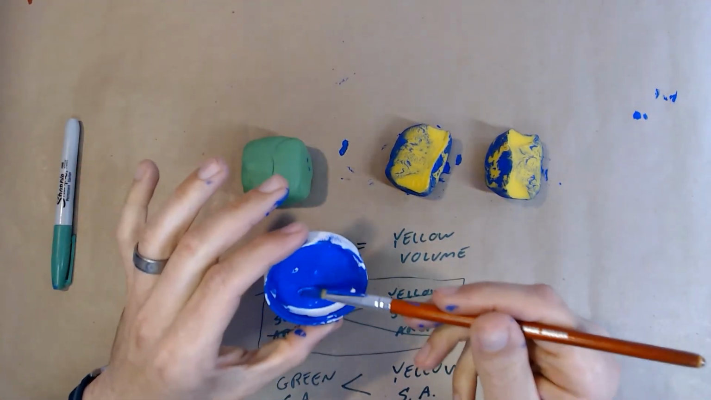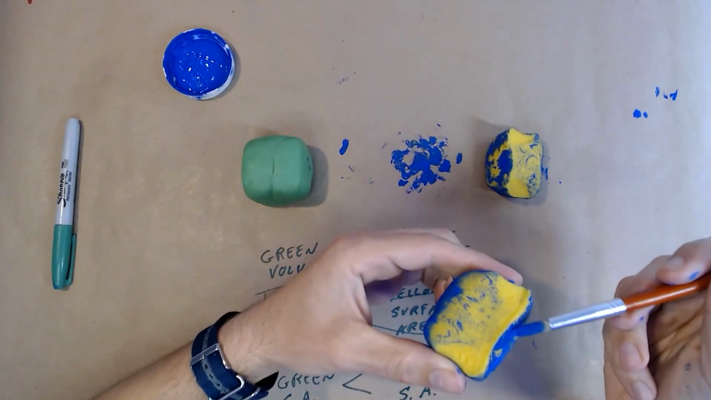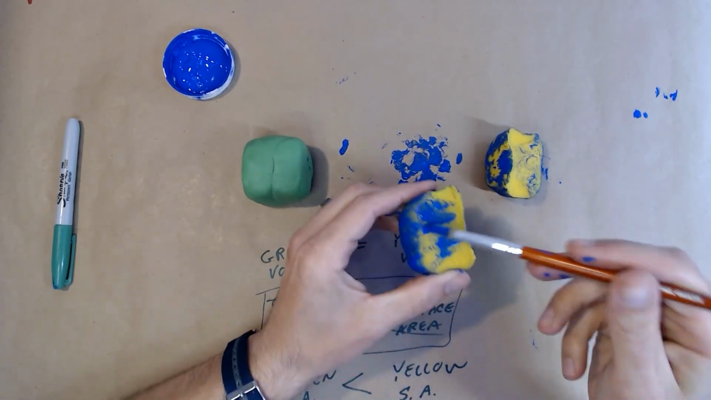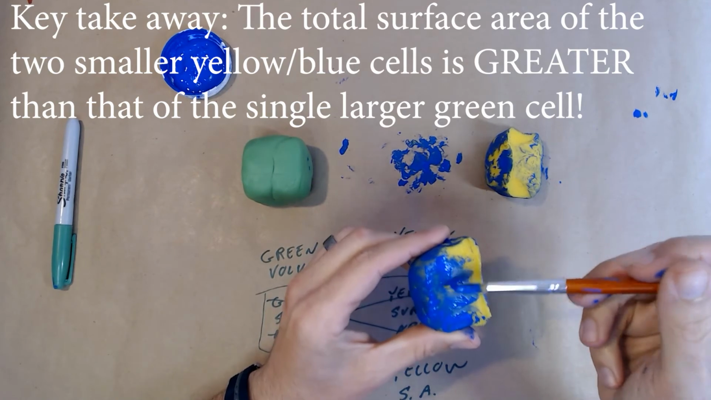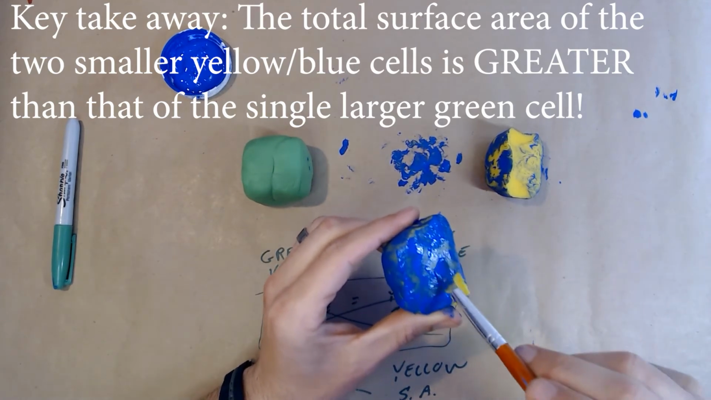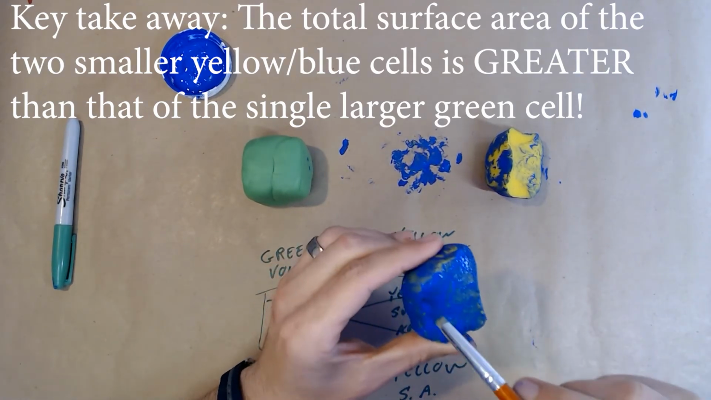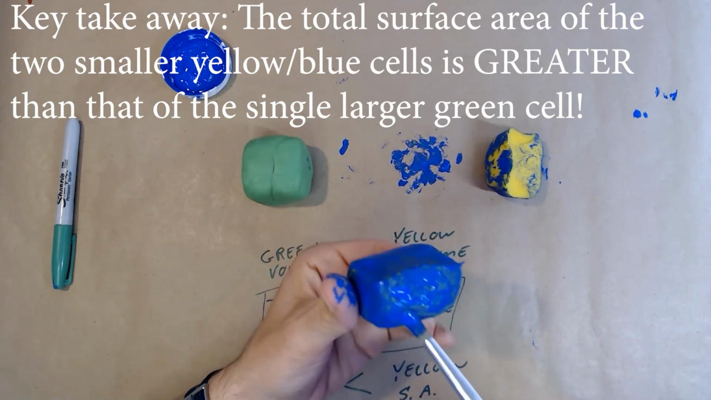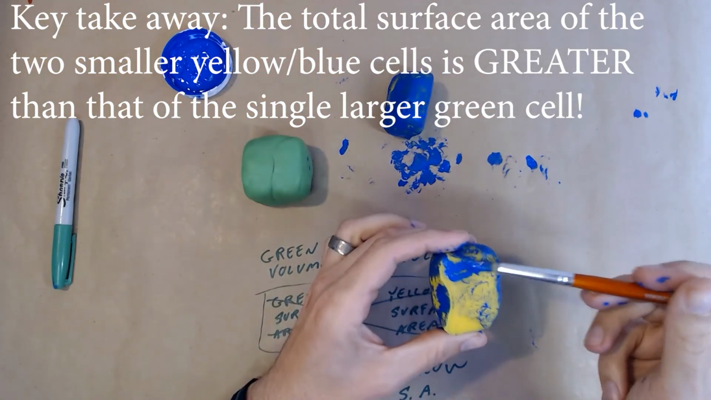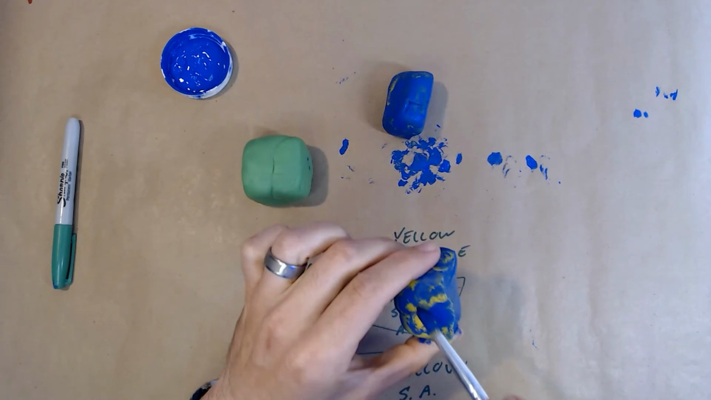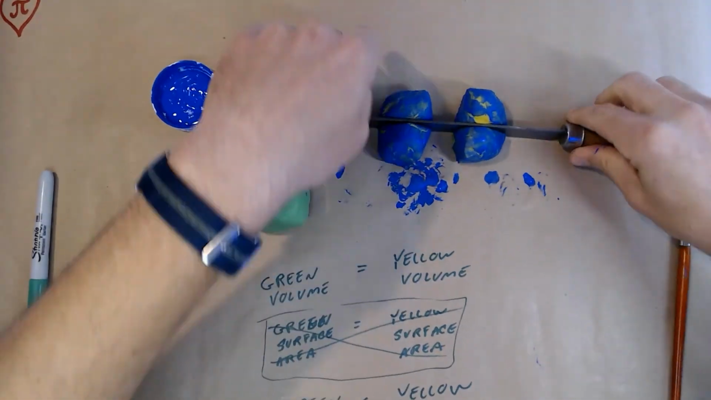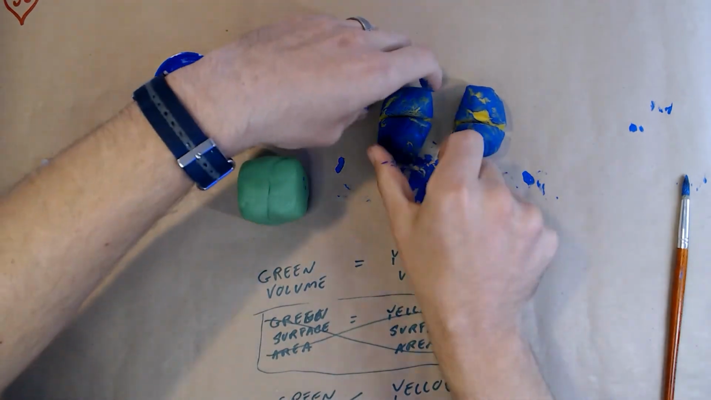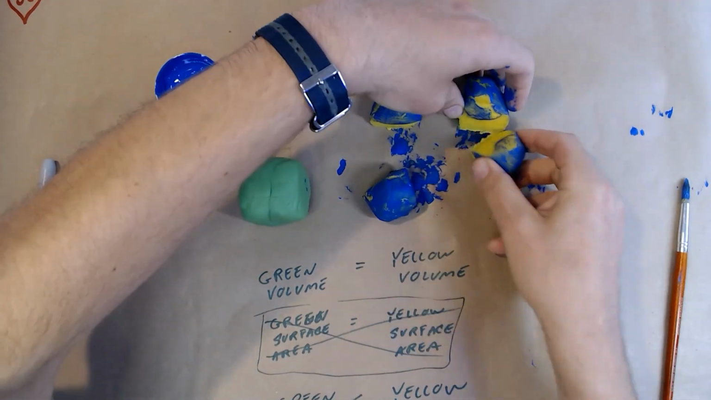Having more smaller cells increases the surface area even though we have the same volume. The total surface area of the 2 yellow cells is now greater than the surface area of the single large green cell because they are smaller. Okay, so I'll paint that new surface so it looks just like all of the others, but we could go even smaller. I can cut it in half again and expose even more surface area by creating even smaller cells.